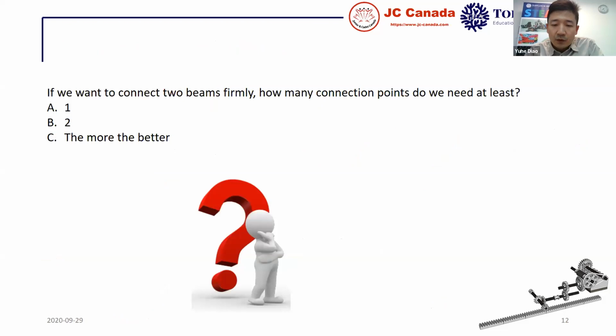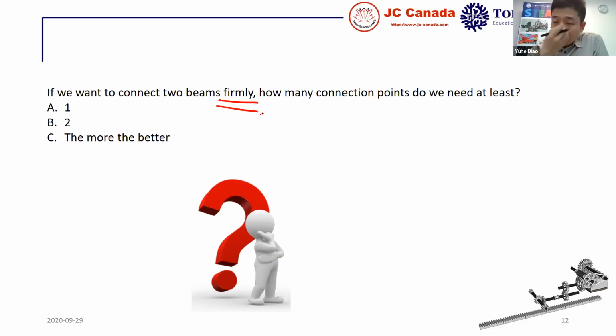Now, we try another question. If we want to connect two beams firmly, pay attention, firmly. How many connection points do we need at least? 1 or 2, or the more the better. This is easy, right?